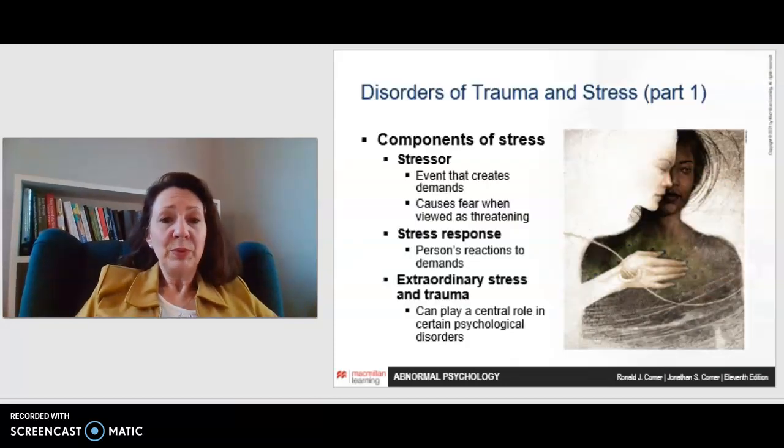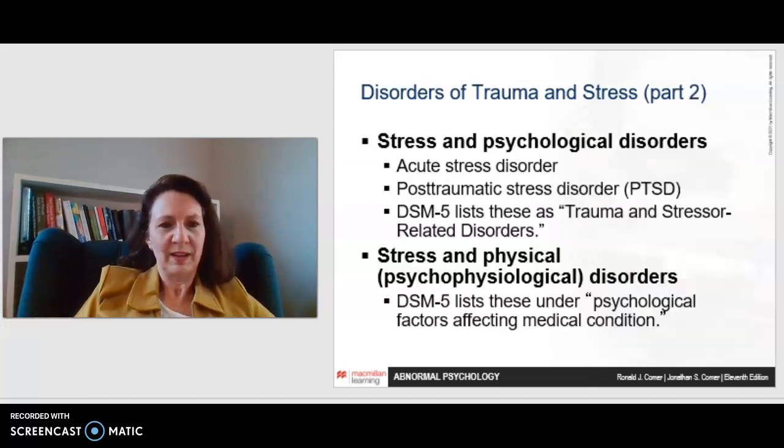First we'll take a look at the components of stress. A stressor is an event that creates demands. It causes fear when it's viewed as threatening. And a stress response is a person's reaction to those demands. Extraordinary stress and trauma, we know, can play a central role in certain psychological disorders, and that's what we'll talk about today.